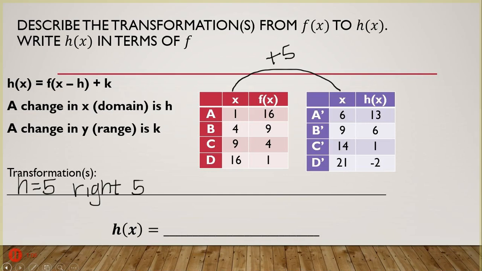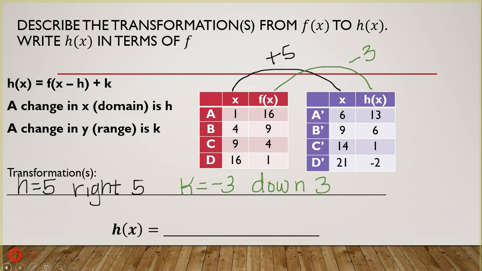Let's do the same thing with the range. So we start with 16, it decreases to 13. 9 decreased to 6. 4 decreased to 1, and 1 decreased to -2. So they're going down by 3. We're subtracting 3. So that means that k is -3. And when k equals -3, it moves down 3 units.